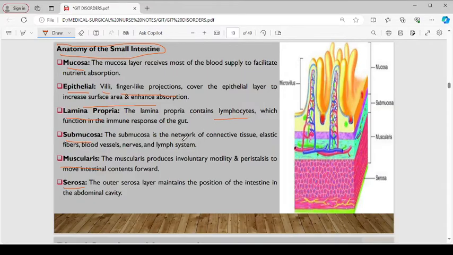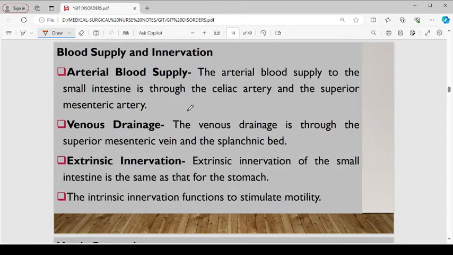The submucosa is made up of a network of connective tissue, elastic fibers, blood vessels, nerves, and lymph system. The muscularis for the intestines produces involuntary motility and peristalsis to move intestinal contents forward. Lastly, the serosa is the outer layer that maintains the position of the intestines in the abdominal cavity.